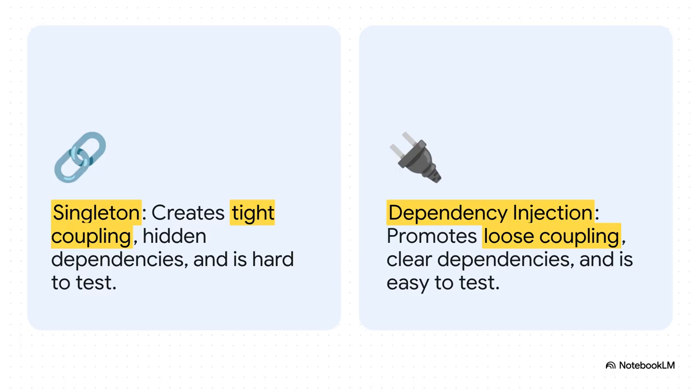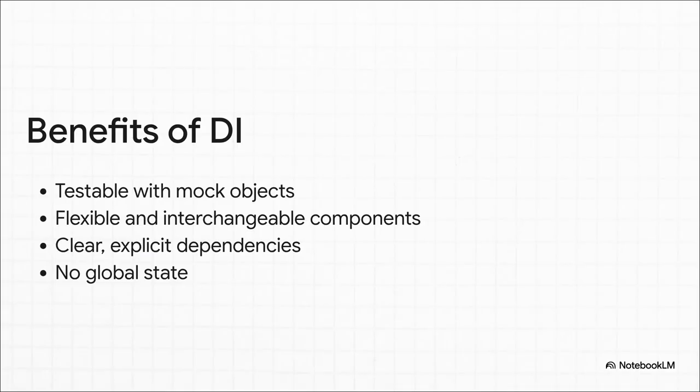Dependency injection, the whole idea is that instead of an object going out and finding its own dependencies, they're just handed to it. They're injected from the outside. So yeah, the singleton gives you that easy global access, but it also creates really tight connections between your code and makes it a nightmare to test. Dependency injection, on the other hand, it's all about loose connections, which makes your code way easier to test and maintain. And for Sharma Ji, this was a total aha moment.